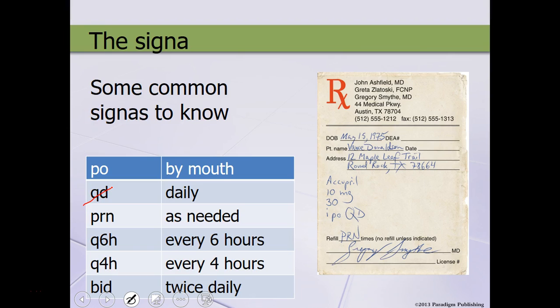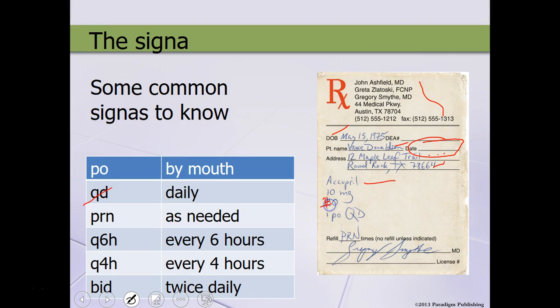So if we look at this prescription, and we're checking everything. We've got our doctor information, we've got our patient's date of birth, their name, their address. We're missing the date the prescription was written, so something's missing on here. Accupril, 10 milligrams. It should tell us if it's tablet or capsule, so that part is also missing. This should be quantity to dispense.